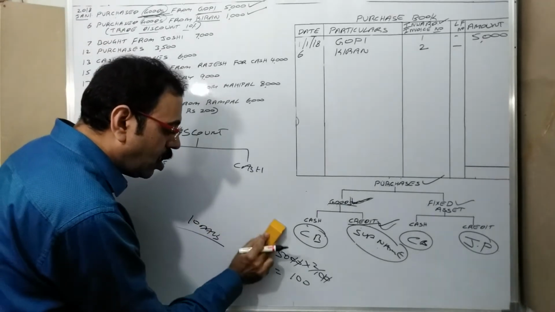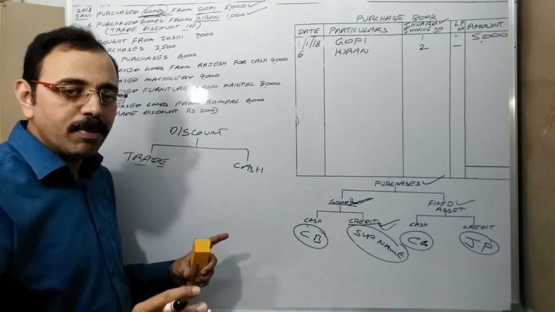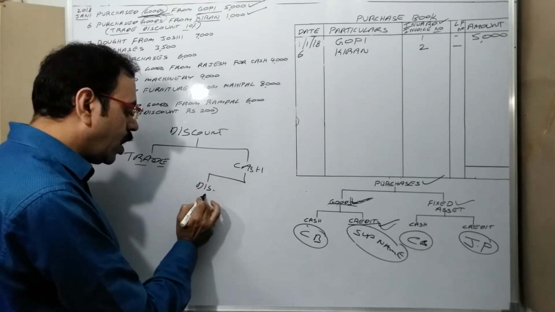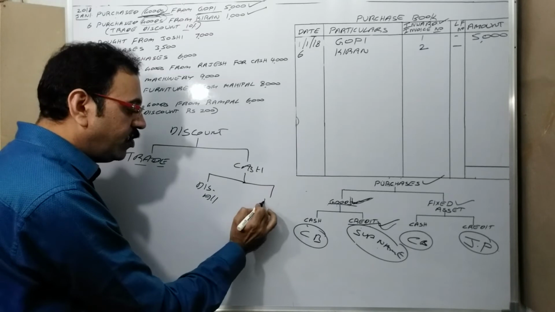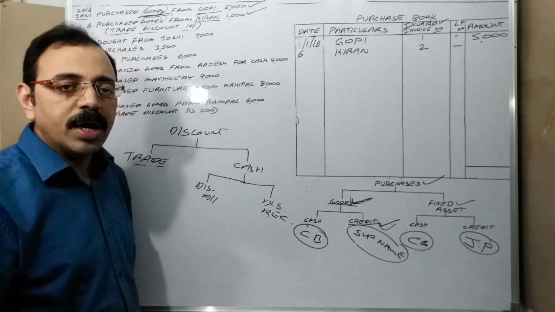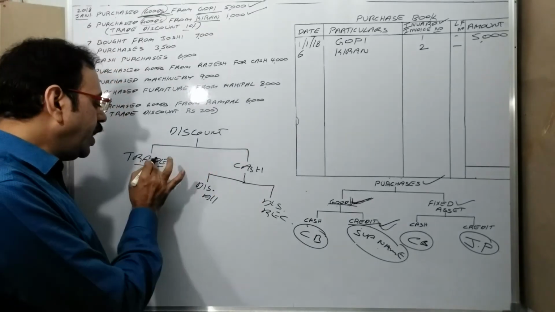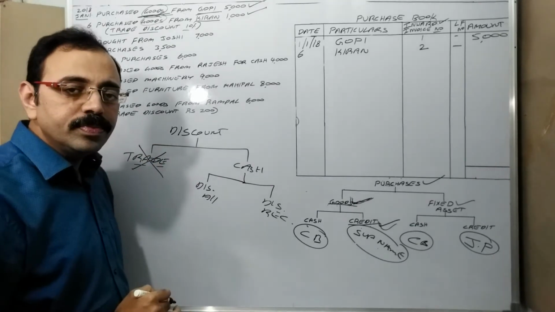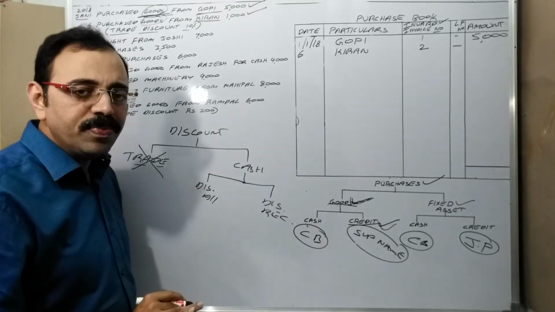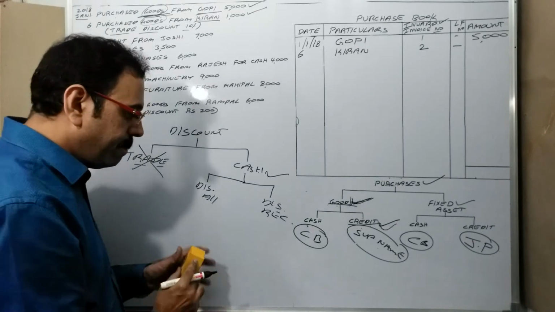Where do we show cash discounts? In the triple column cash book. You know, in the triple column cash book, on the debit side we write discount allowed, and on the credit side we write discount received. These two discounts come under cash discounts. Now in books, trade discount we need not show, because finally how much we paid, that only we should show, and we show cash discount. Clear?